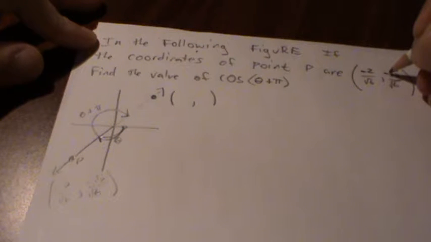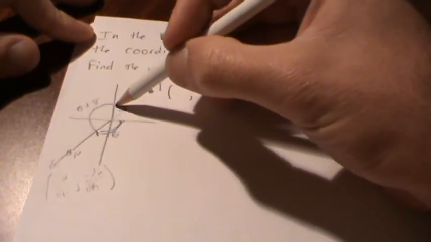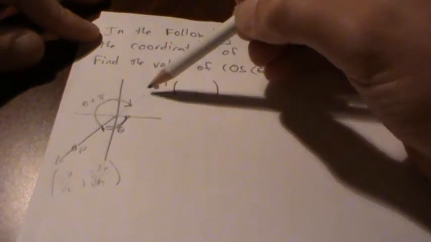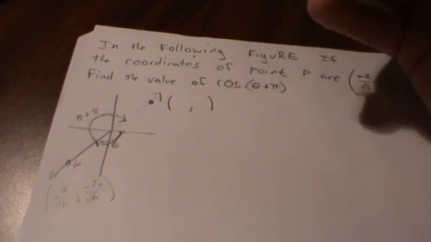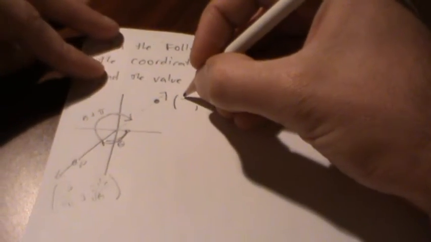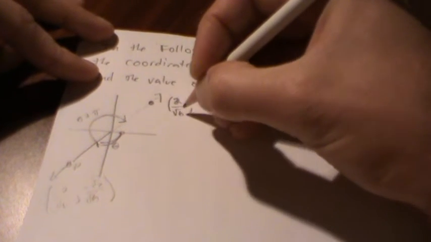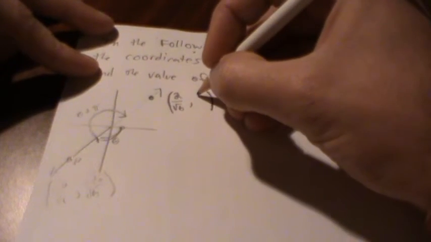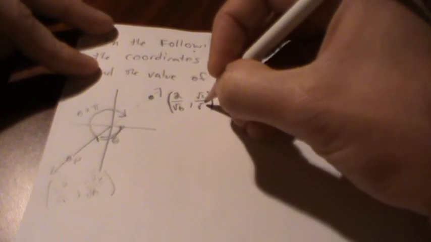But make sure you change this to a negative. So now I know that because I've added pi, there's a bit of a symmetry here. I know that this point is now up here. And so the actual points here and here, they're actually the same exact points. Negative, but they're both positive. So one is 2 square root of 6, and the other one is square root of 2 over square root of 6.